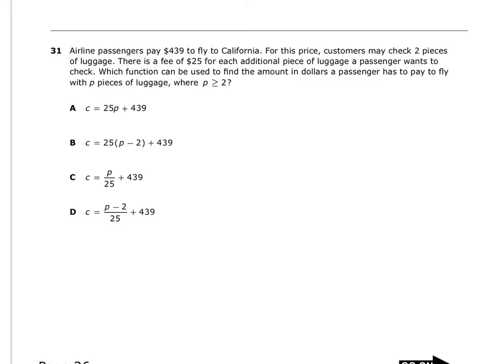So A doesn't take into consideration that there are 2 free pieces of luggage, because they're going to say 25 per anything, which actually would work as long as you know that P is greater than 2. Now, on this one, I can see a P minus 2 here and a P minus 2 here. This one won't be the answer either because we're not taking into consideration the fact that 2 of the pieces are flying for free.